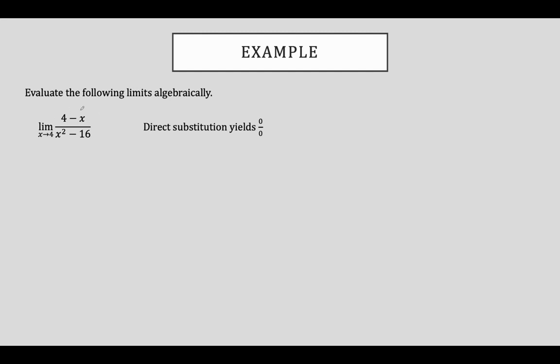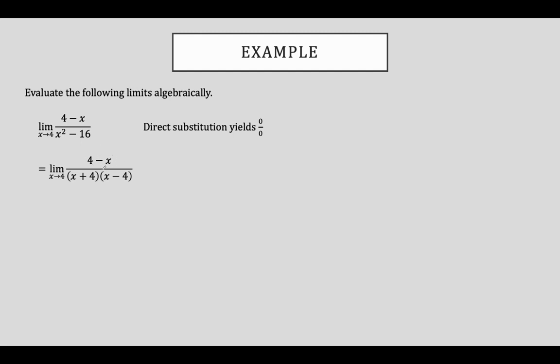Well, we have a rational function, a polynomial divided by a polynomial. So we want to consider factoring. Notice that the denominator in this case factors into x plus 4 times x minus 4. Now, with rational functions, 0 over 0 guarantees that I have a common factor between the numerator and denominator. I have to have a factor that cancels out.